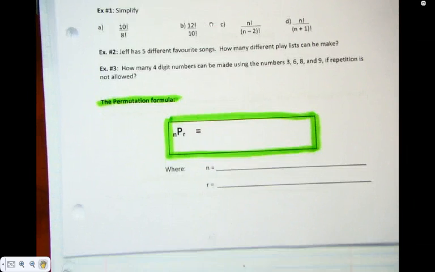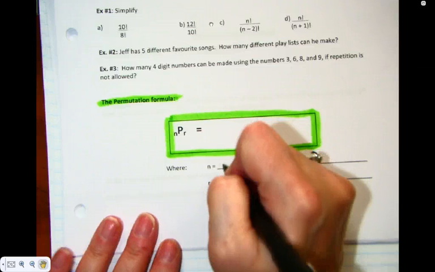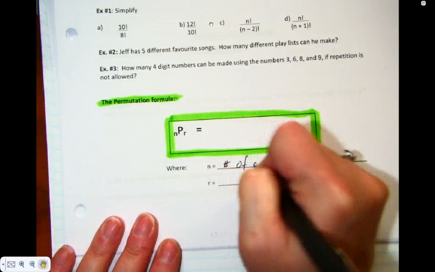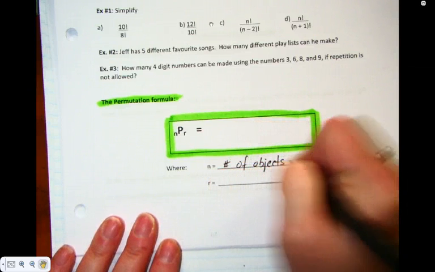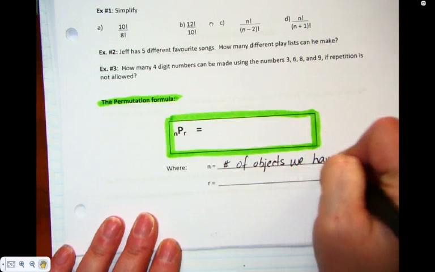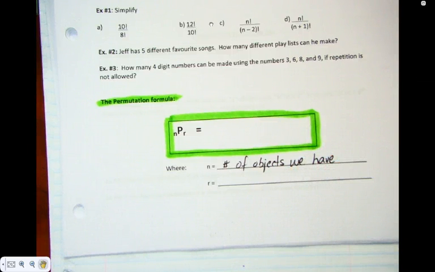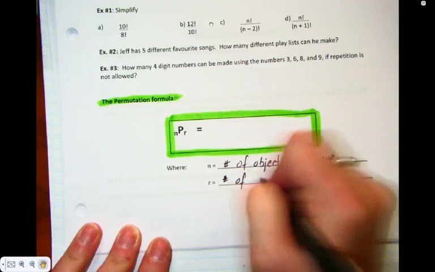We call this formula nPr, or sometimes you'll hear me say n pick r, because we tend to use pick because we're picking objects. You'll see when we do combinations, there's a formula for that one too. So nPr or n pick r. And n and r are always subscript numbers, so they're little tiny numbers. n is the number of objects that we have. r is the number we want to choose.